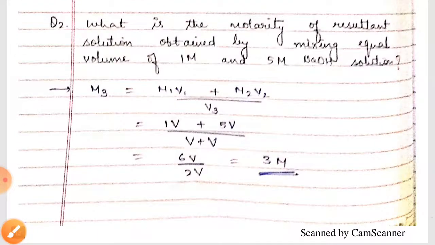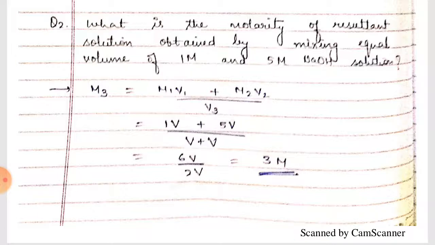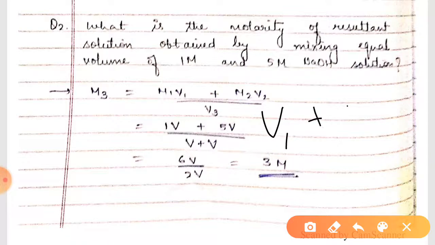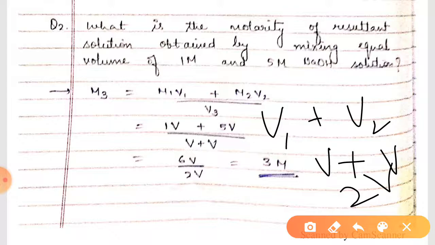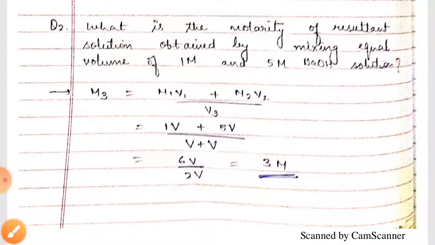What is the molarity of the resultant solution obtained by mixing equal volumes of 1 molar and 5 molar NaOH? So the first solution is 1 molar, let its volume be V. The second solution is 5 molar, let the volume be V because both are equal. And what will the total volume be? V3 is V1 plus V2, which is V plus V, which is equal to 2V. In the numerator you have 6V, in the denominator 2V. So V and V will cancel. So what remains? 3 molar.